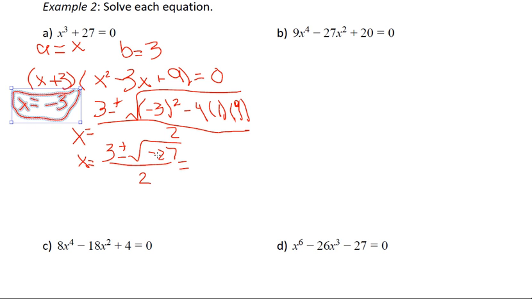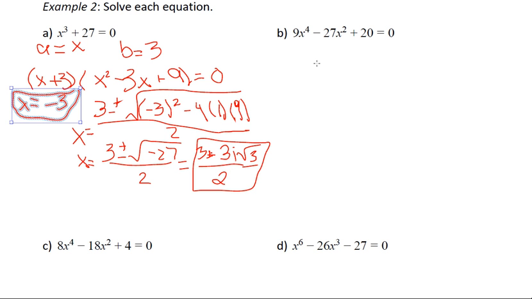So we have to remember that this can be simplified as 3 plus or minus, all over 2. 27 becomes, I can bring out a 9, which is the square root of 9 is 3. I can bring out the negative 1, which is an i. And I'm left with the square root of 3. So my other two zeros here are not real zeros, they're complex. But I have x equals negative 3 and 3 plus or minus 3i square root of 3 all over 2.